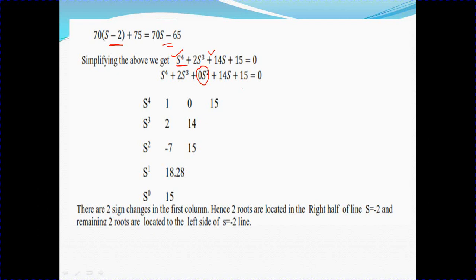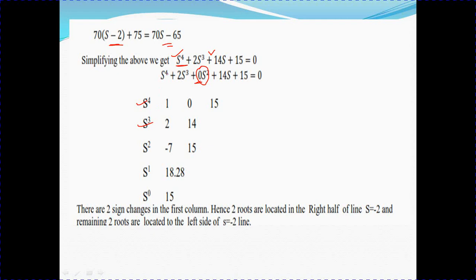What are the necessary conditions? The first necessary condition is all the coefficients of s must have the same sign, it may be positive or negative. And what is the second necessary condition? None of the coefficients should be equal to 0, but you can see here the coefficient of s square is missing. So now we are going to apply the RH criteria to find the roots of the equation which lie on the left half of s equal to minus 2 or on the right side of s equal to minus 2.